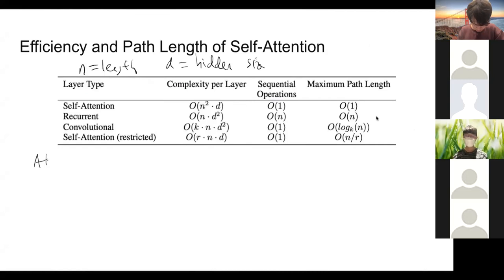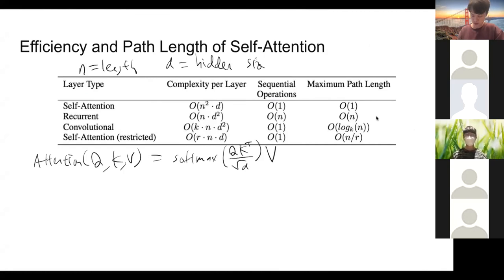So QK^T over sqrt(D) is equal to... and the most computations happen here and here. I mean, to be more exact, between this softmax and these two, right?